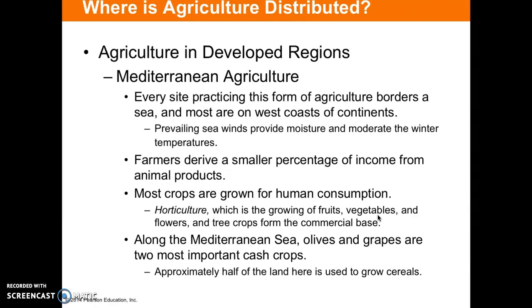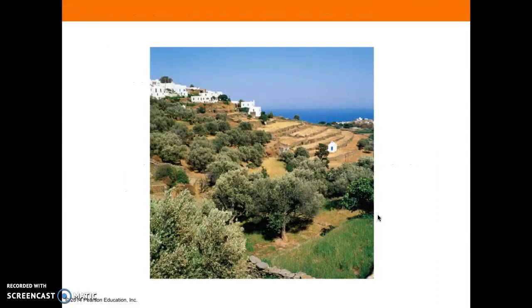Mediterranean agriculture is going to be areas near a sea, and they're going to be usually on the west coast of continents because they need a moderate winter climate. They need a little bit of extra moisture, but in general, they're fairly dry areas. So places like Italy, Greece, Morocco, and California all have Mediterranean agriculture. And in Mediterranean agriculture, we're going to be looking at things like olives and grapes. So here's a picture of some Mediterranean farms in Greece.